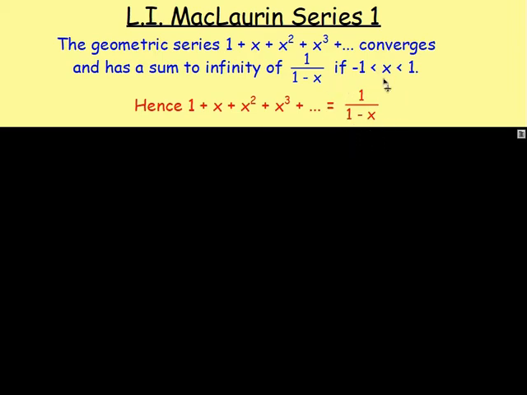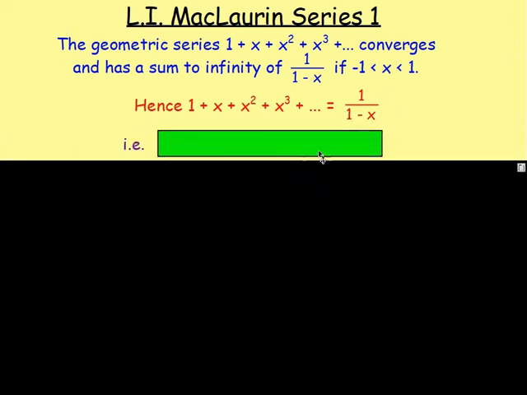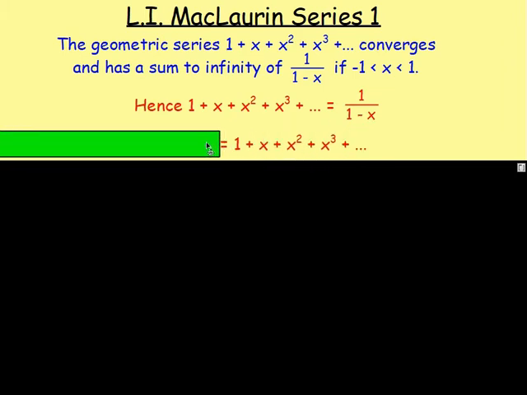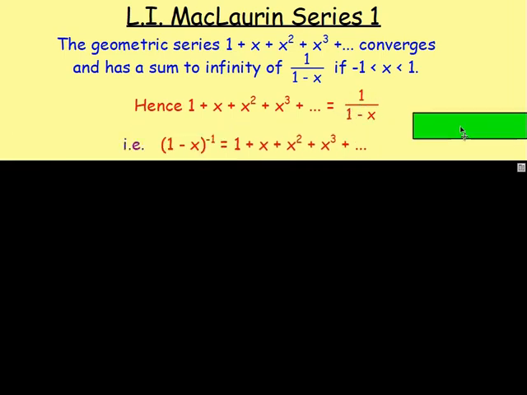Let's think about rewriting this. If we rewrite 1 over 1 take away x, we could move that bottom line up to the top, put brackets around it, and it goes to the power of -1. So this 1 plus x plus x squared plus x cubed, as well as being equal to 1 over 1 take away x, you can rewrite as (1 take away x) to the power of -1. It's really just the same thing.